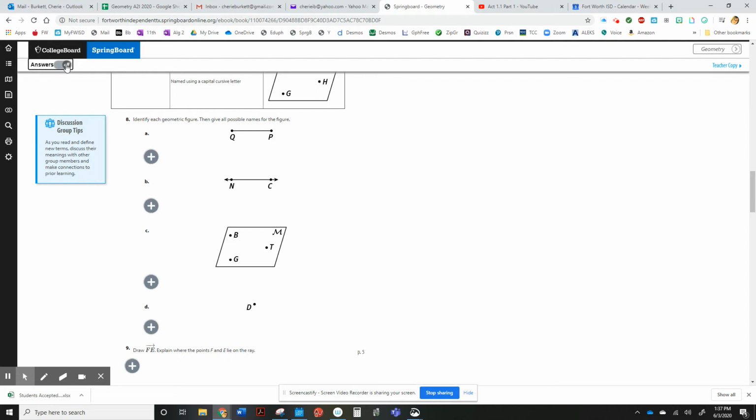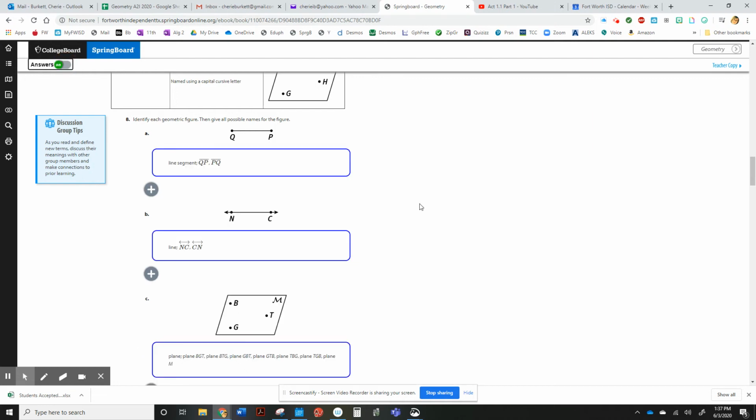All right, so I'm assuming that you've stopped the video and tried it yourself. I do want to go over these because all of these are correct. It says identify each geometric figure, then give all possible names for the figure. So you were supposed to do more than one. If you did just one and what you did is listed here, then you were correct. It just also means that you didn't follow the instructions. So you could have just called it a line segment. I wouldn't have, though. I would have been specific. Why? Because I can be specific. Okay, so there's the answers to that one.